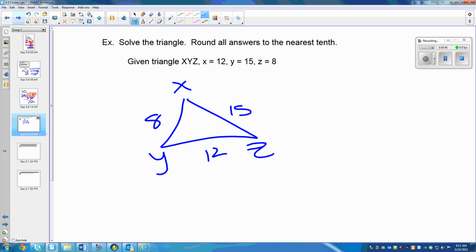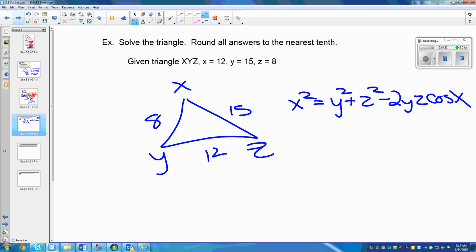It says solve. Okay? It doesn't tell us how to solve, but it says solve. Can we start with sine law? We don't know one of the total diagonals, right? We don't know an angle and a side length. So we're going to have to start with cosine law, okay? So what angle do you want to solve for? Sure. So side length x squared is equal to y squared plus z squared minus 2yz cos x, right?